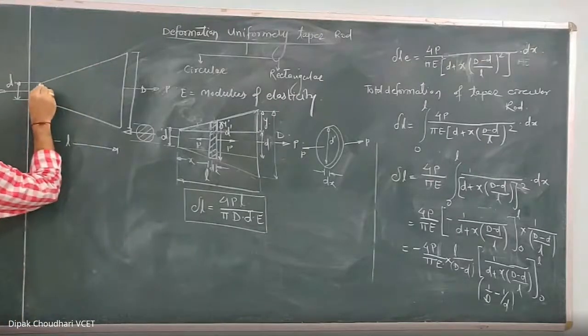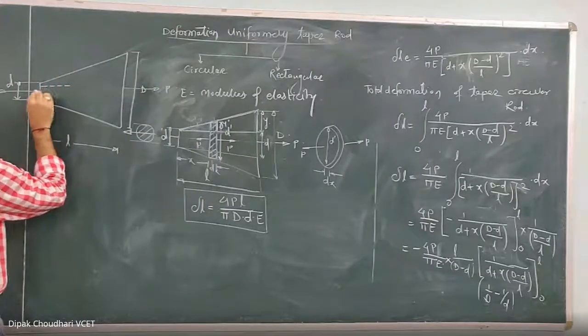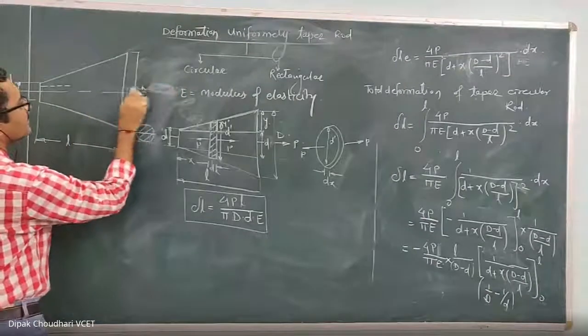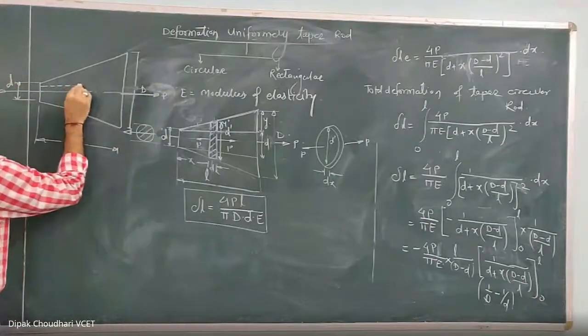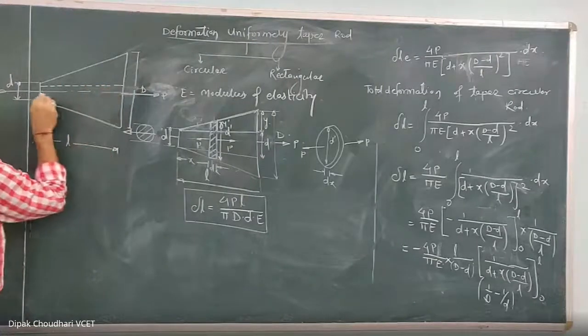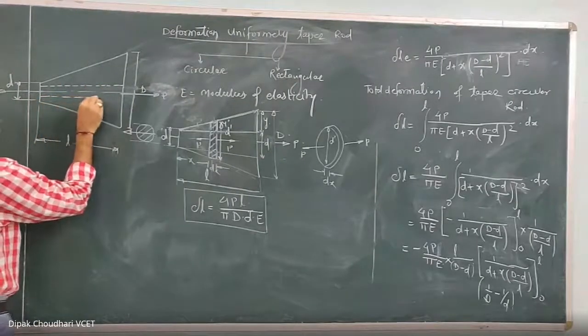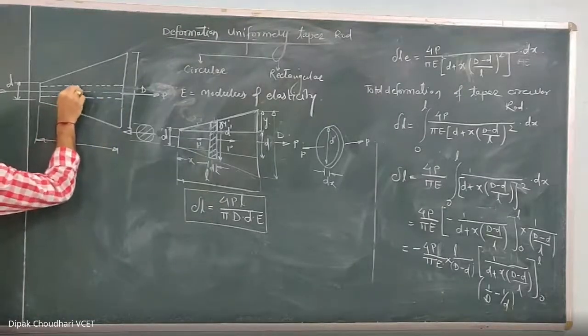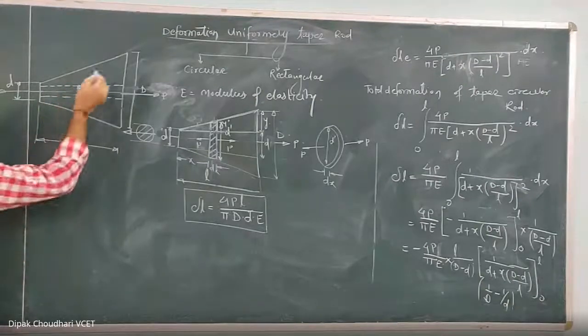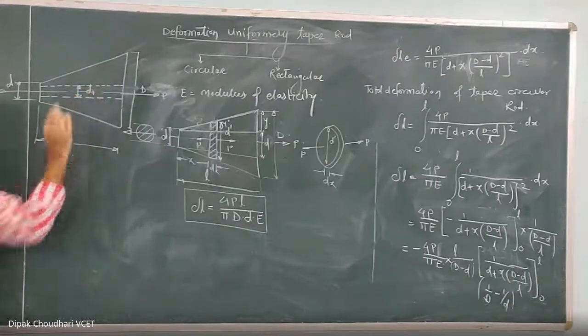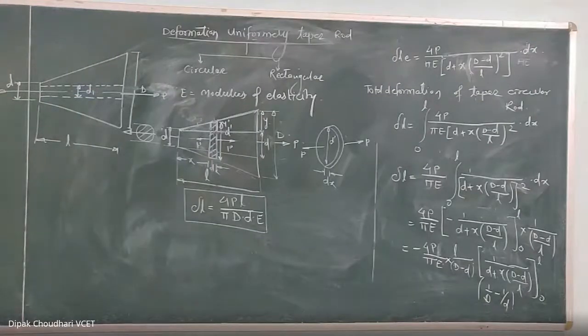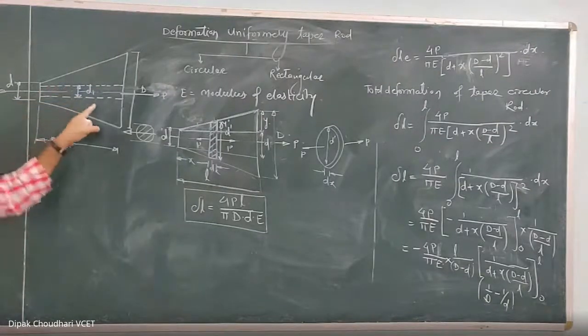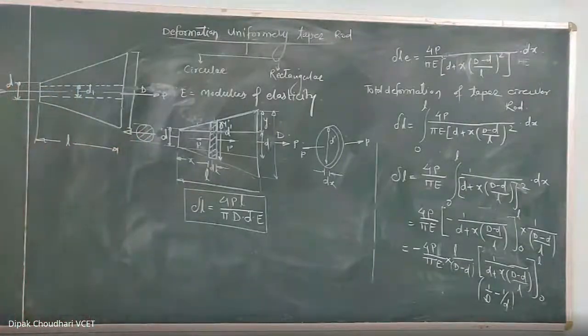Here let this taper rod is not a solid circular taper rod, but there is one circular hole throughout the length, and this is the axis. Let the diameter of this circular hole be D1. And now you have to find out the deformation of this rod. Okay, here you can't use this formula. Understood? Because area and everything will be different.